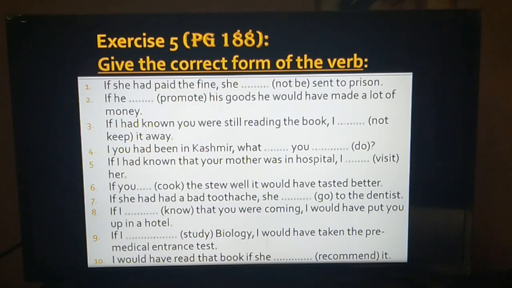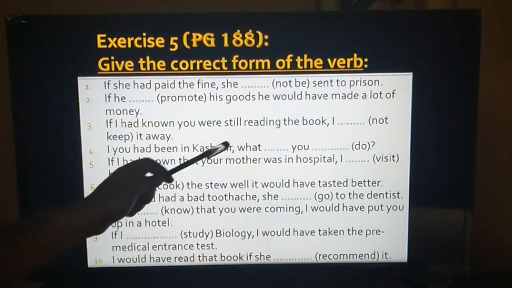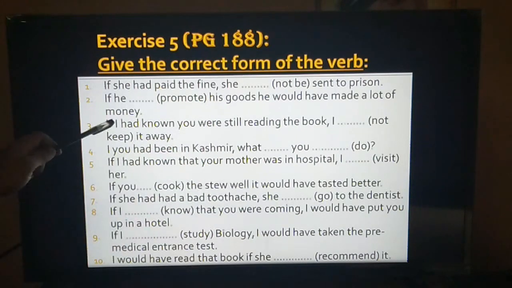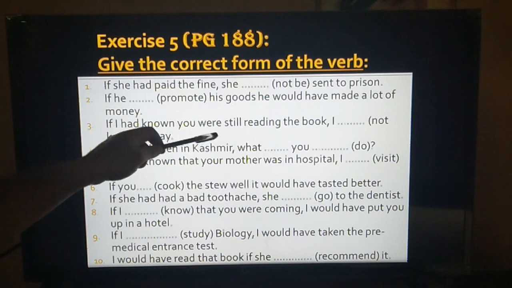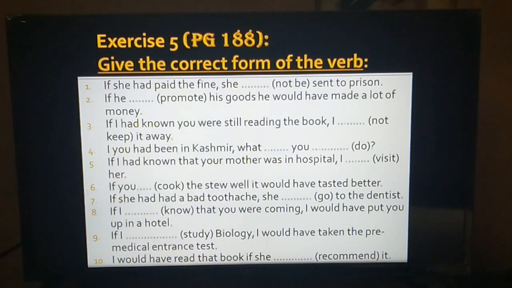The third one, the if clause is given. We have to find out the verb in the main clause. If I had known you, past perfect, had known you, were still reading the book, I dash in bracket not keep it away. So the form of the verb to be used there is after I would not have kept. Would not have kept. Not kept is given there in the bracket. So would not have kept.